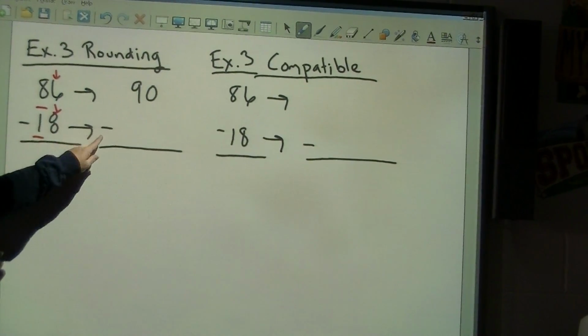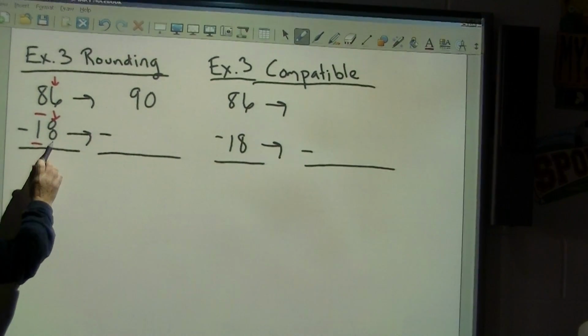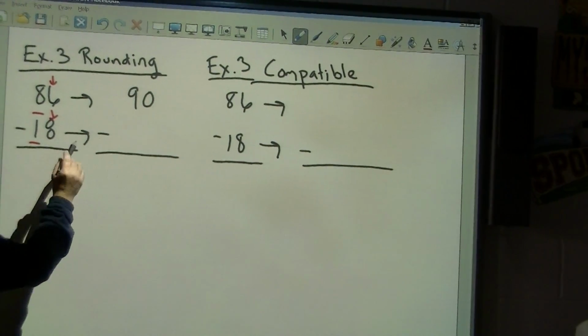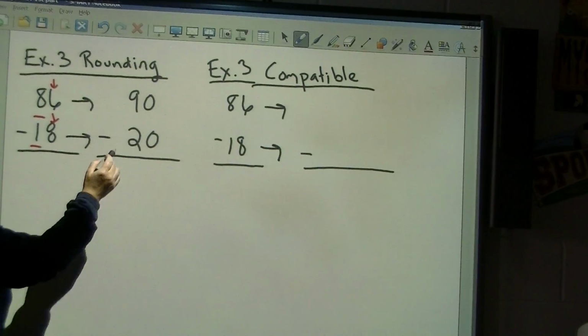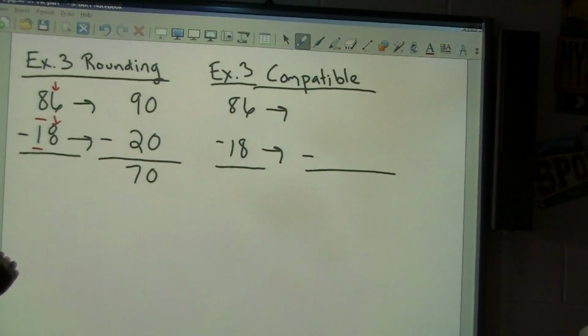Now, you will see here our symbol has changed. We're not adding anymore, we are subtracting, but we're still working with whole numbers. So 1 gets underlined, 8 gets the arrow. 8 tells me to round which way? Up. Good. So the 1 goes to a what? A 2, and the other digit changes to a 0. Now we have 90 minus 20, which gives us 70.